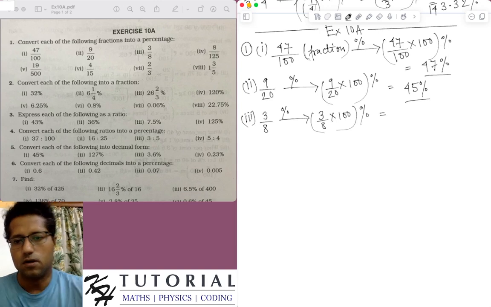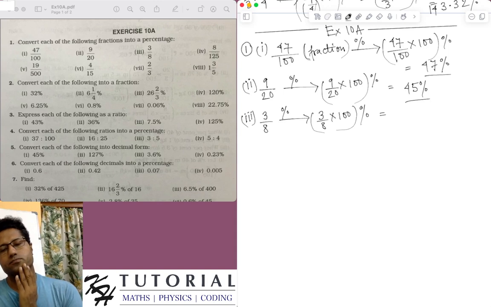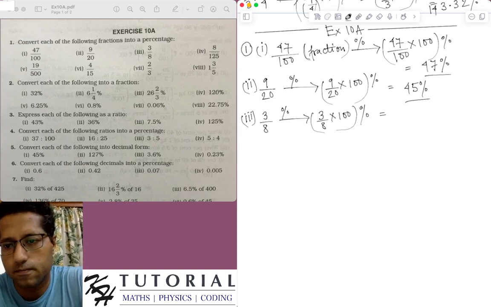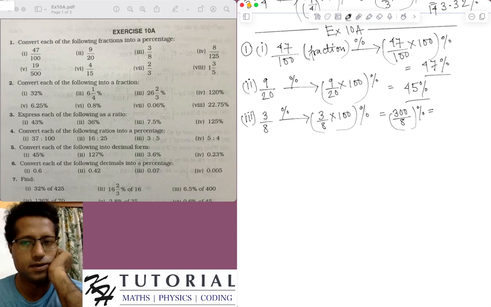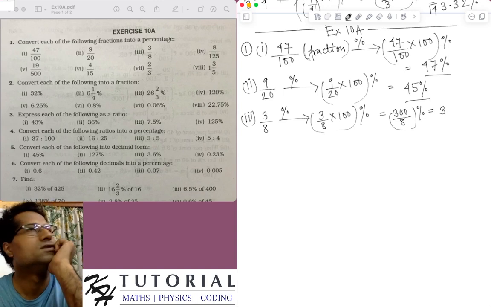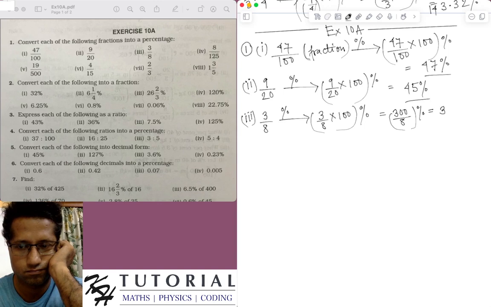Now 300 by 800, so this is 300 by 8 percentage, and if you divide 300 by 8, it is 37, I think 37.5 percentage.